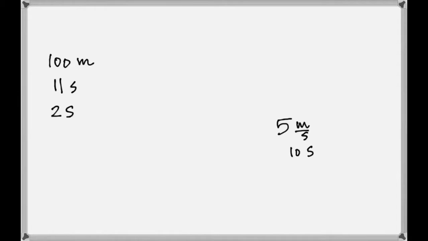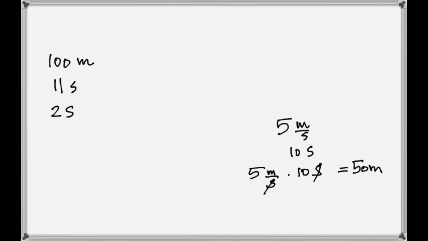I don't know if everybody's hearing me. 5 meters per second for 10 seconds. It's a constant velocity. What is the displacement? 50? Say it, 50 meters. Because displacement is just velocity multiplied by time, isn't it? So 5 meters per second multiplied by 10 seconds gives you 50 meters.